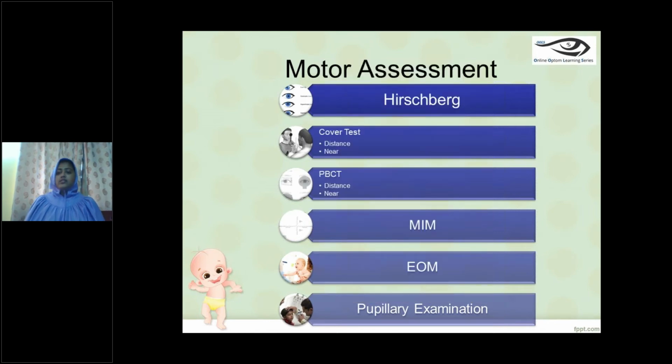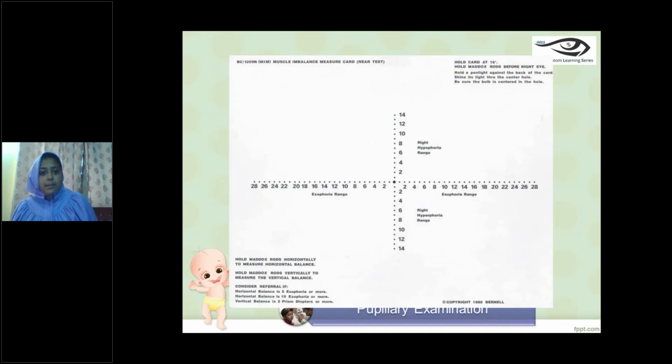Moving next, this next part which I'm going to tell you is the MIM. This is the muscle imbalance measure, which we don't do regularly in our OPDs. But if we suspect a phoria and we cannot find it on a cover test, then it is recommended that we can do it. So this is the MIM card which we have, which is based on Prentice's rule. We can do this for both distance and near.